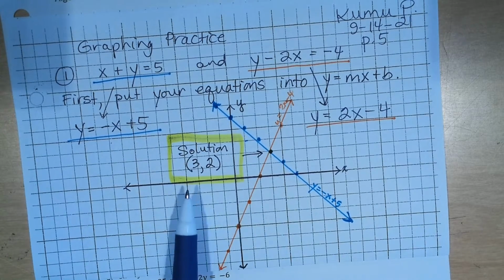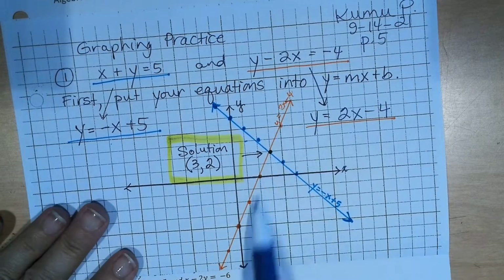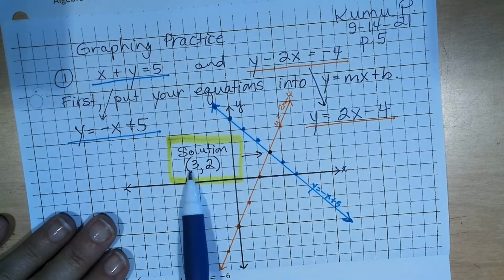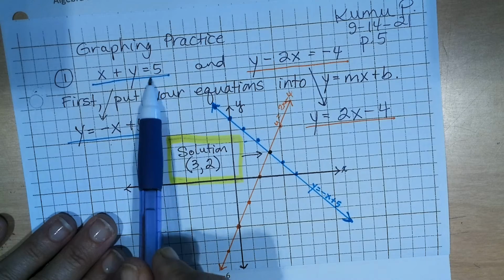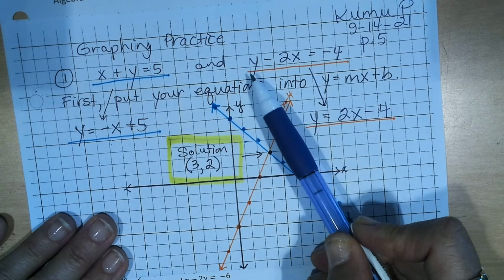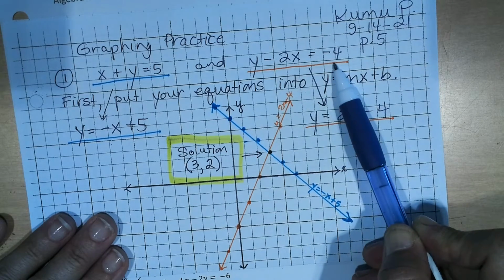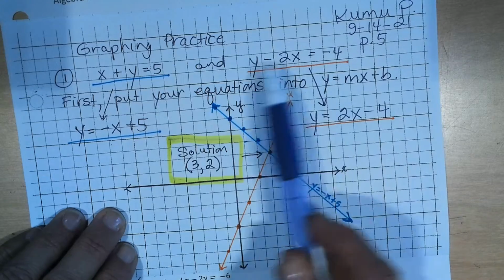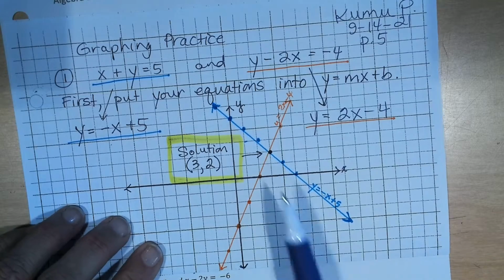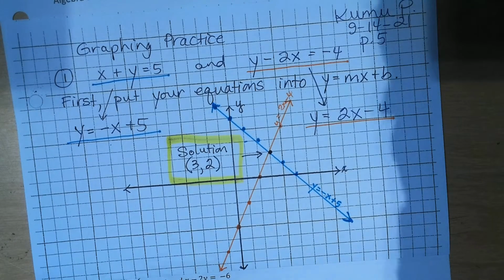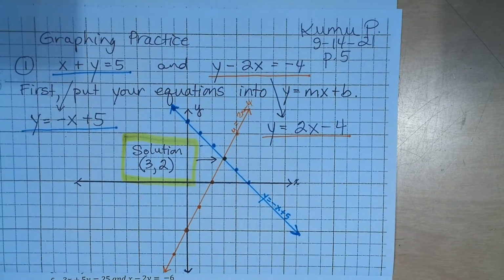The other thing that you have to realize a solution does is, since that point is the only point on both the orange and the blue lines, then if you take x equals 3 and y equals 2 and you put it in here, you get 3 plus 2 equals 5. That's true. If you put it in here, you get 2 minus 6, which is also negative 4. So both of these equations are true when you substitute these values for x and y. That's what a solution means. It means it makes both of them true. So you got to make sure both of them are true, not just one.